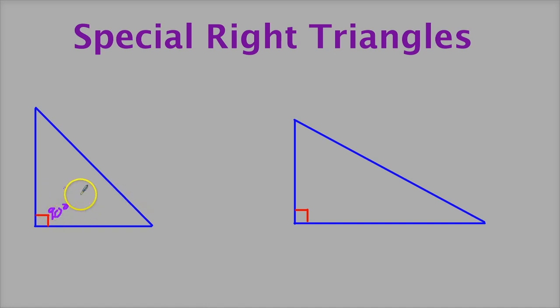Now, the two types of special right triangles would be 45 degrees, 45 degrees, and then the other one would be a small 30-degree angle combined with a 60-degree angle combined with a 90-degree angle. You should know that the sum of all the angles inside the triangle is 180, so you can add those groups up and find your angles.